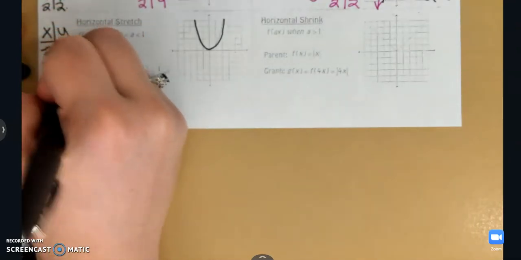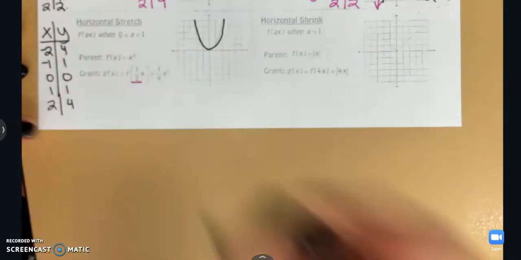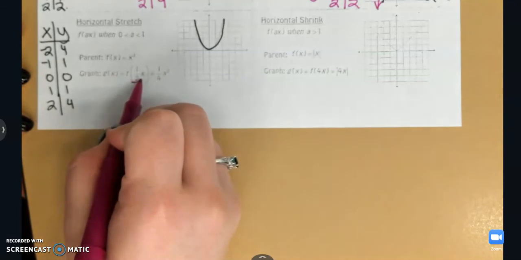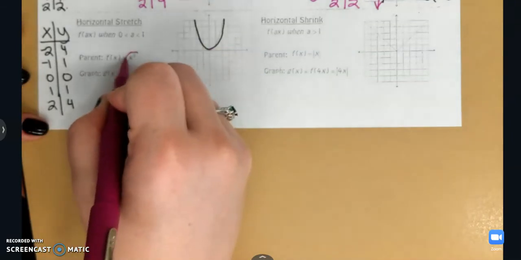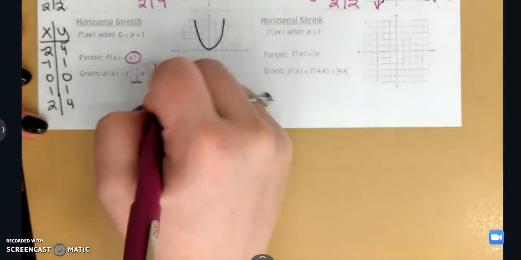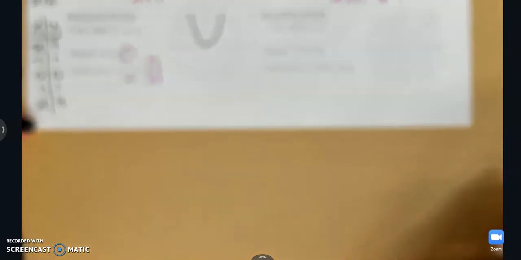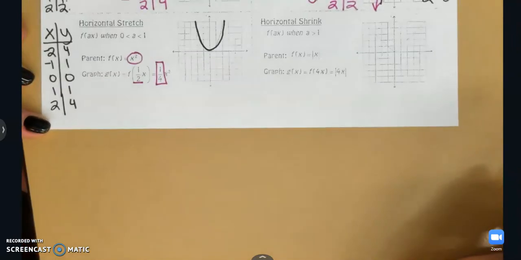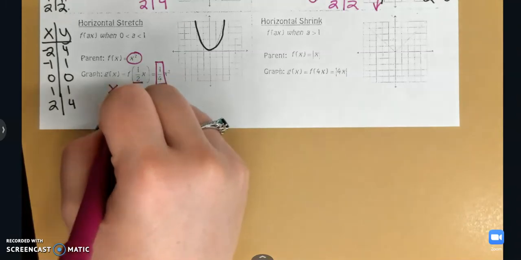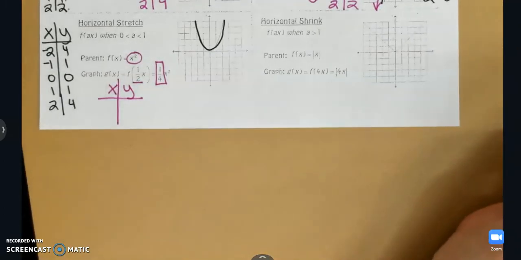So some of those points. Now I'm finding 1/2 of x. So it plugs in, because this is my quadratic, we have to square the 1/2 and the x. So this is going to be 1/4 x squared. Which means I have a horizontal stretch by a factor of 1/2, or by a factor of 2.